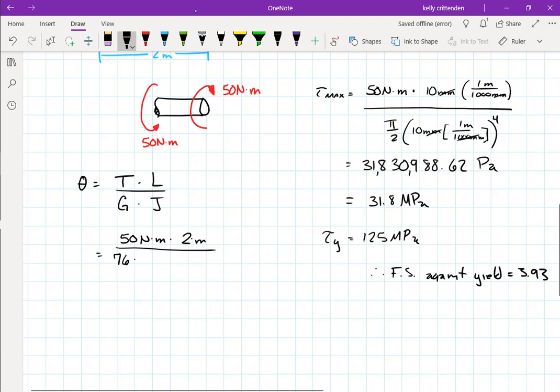So 76 times 10 to the 9th pascals, or you may want to write the pascals as newtons per meter squared to make your units more obvious. And then J is the same thing we had before, except we probably do want it in meters since everything else is in meters. So, pi over 2 times 10 millimeters converted over to meters, just so that we have consistent units, and then raised to the 4th power.